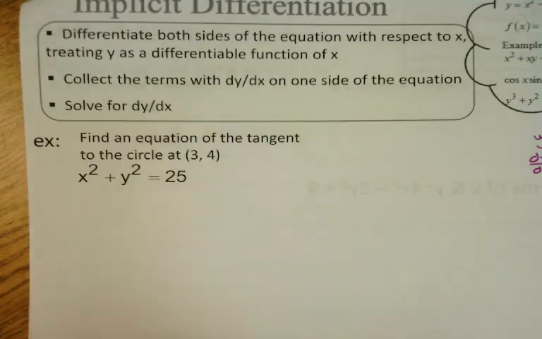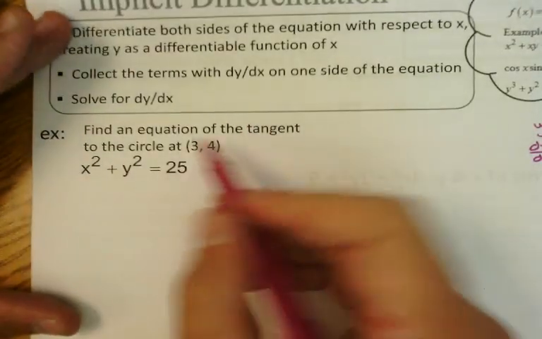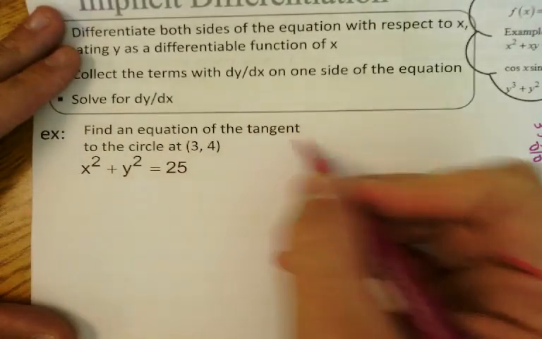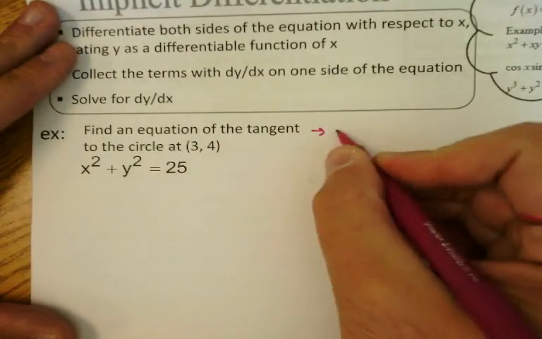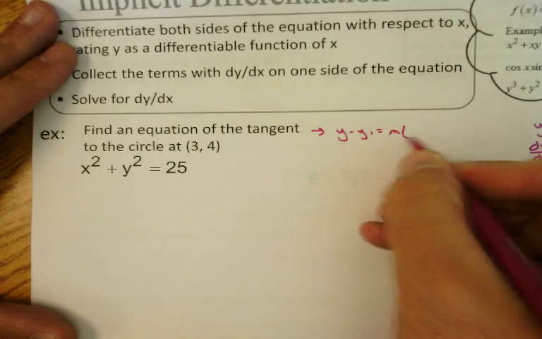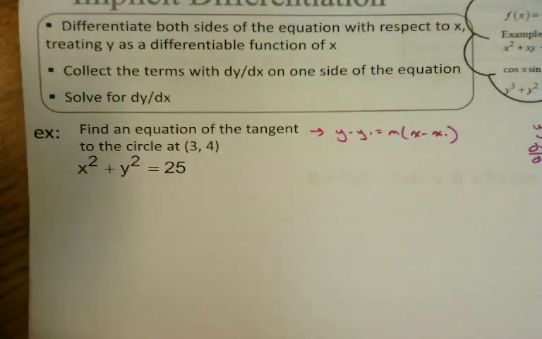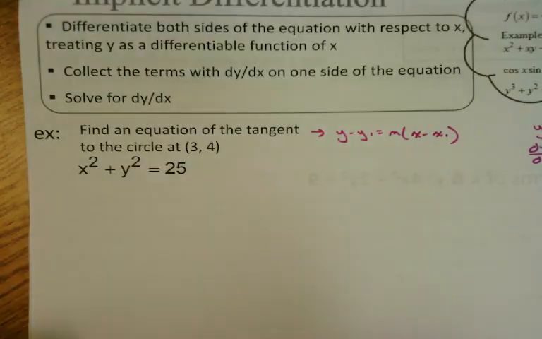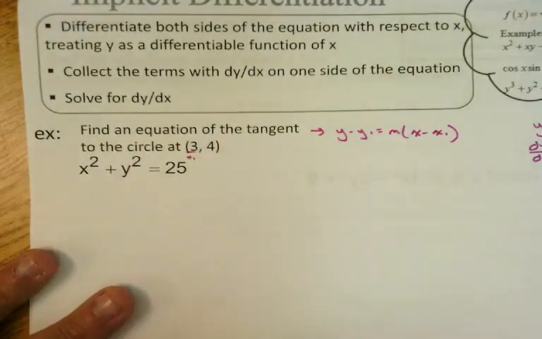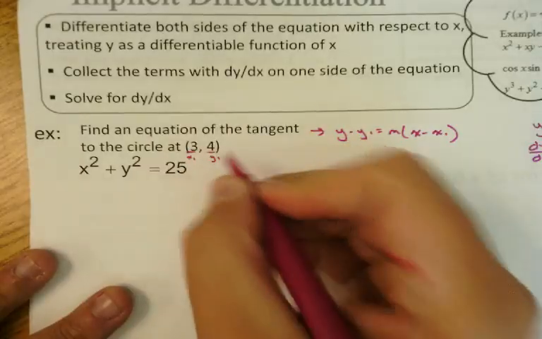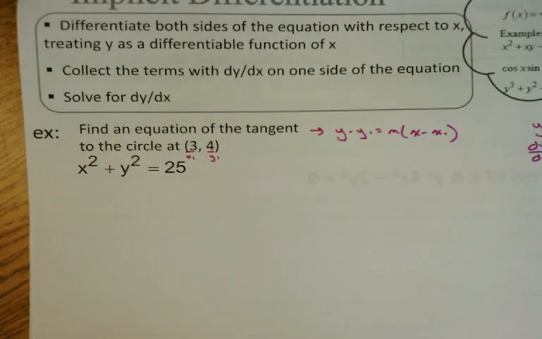All right, so implicit differentiation, you do have some directions up top. Differentiate both sides with respect to x, treating y as a differentiable function of x. Collect all the dy/dx terms on one side of the equation and solve for dy/dx. For this first one, we're going to write the equation of a tangent to the circle. Just to remind you, that is y minus y1 equals m times x minus x1. We have x1 as 3. We have y1 as 4. So we already have two things. We need to find the slope. In order to find the slope, we have to find dy/dx at (3, 4).